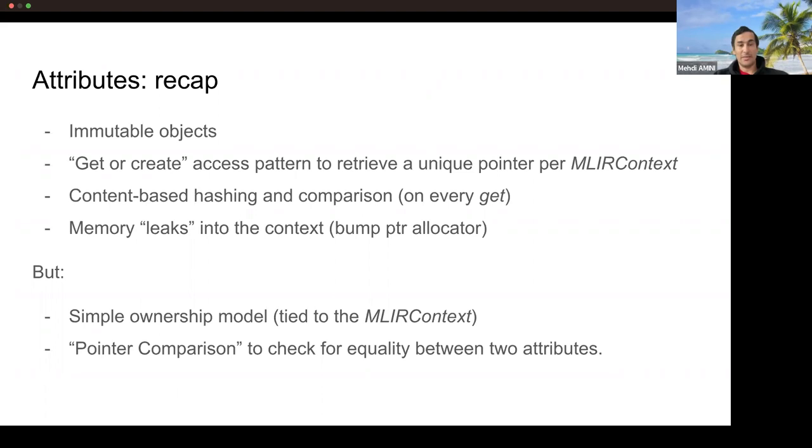You cannot release the memory. Some of the advantages: it's a very simple ownership model because the MLIR context owns the data. An attribute will live as long as the context is alive, and all the memory will be released in one shot when we tear down the MLIR context. Another advantage is that you can compare two attributes with a simple pointer comparison. After you did all the work of hashing and comparing to get the attribute, you have a pointer that is unique. And so the equality between two attributes is just a pointer comparison.